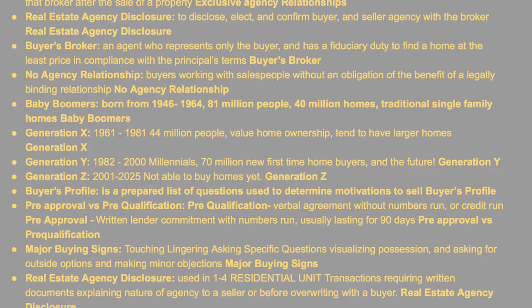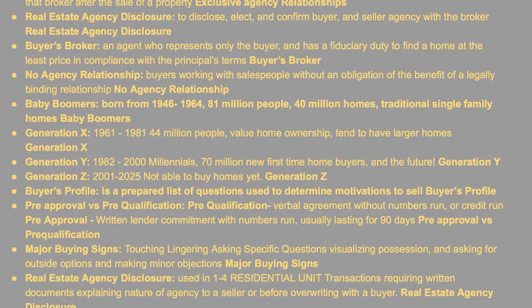Buyer's profile is a prepared list of questions used to determine motivations to sell. Pre-qualification is simply a verbal agreement without official numbers run, or credit run for that matter. Pre-approval is a written lender commitment with actual numbers run, usually lasting for 90 days. That's pre-approval versus pre-qualification.